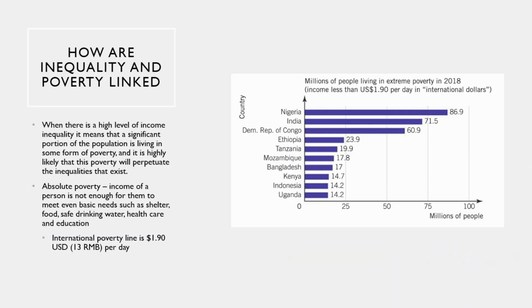So inequality and poverty are linked. When there's a high level of income inequality, it means that a significant portion of a population is living in some form of poverty. We're going to talk about two forms of poverty: absolute poverty and relative poverty. Absolute poverty right here is a term you should know. It's when a person's income is not enough for them to meet the basic needs of shelter, food, safe drinking water, healthcare, and education. The international poverty line for absolute poverty is $1.90 per day.